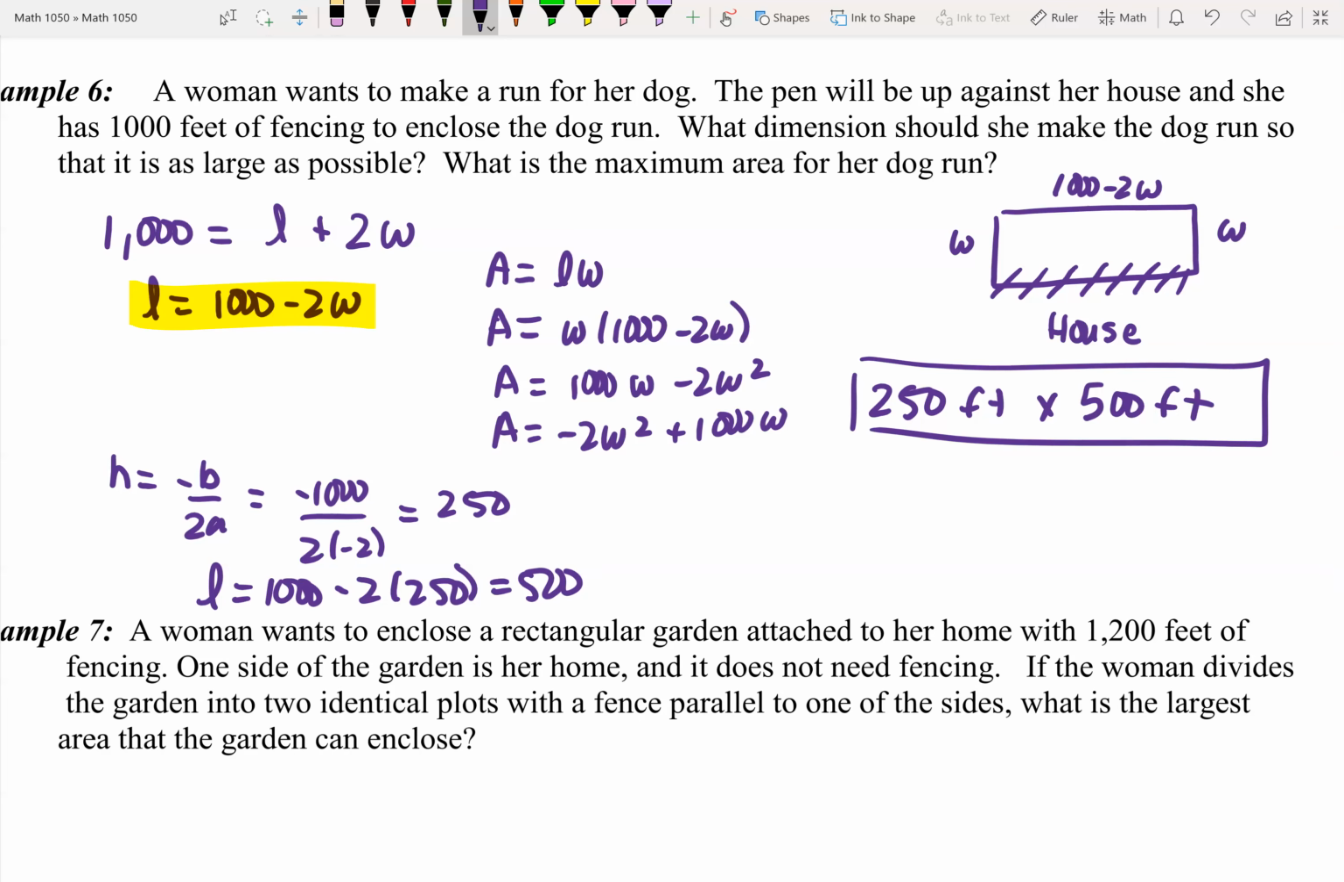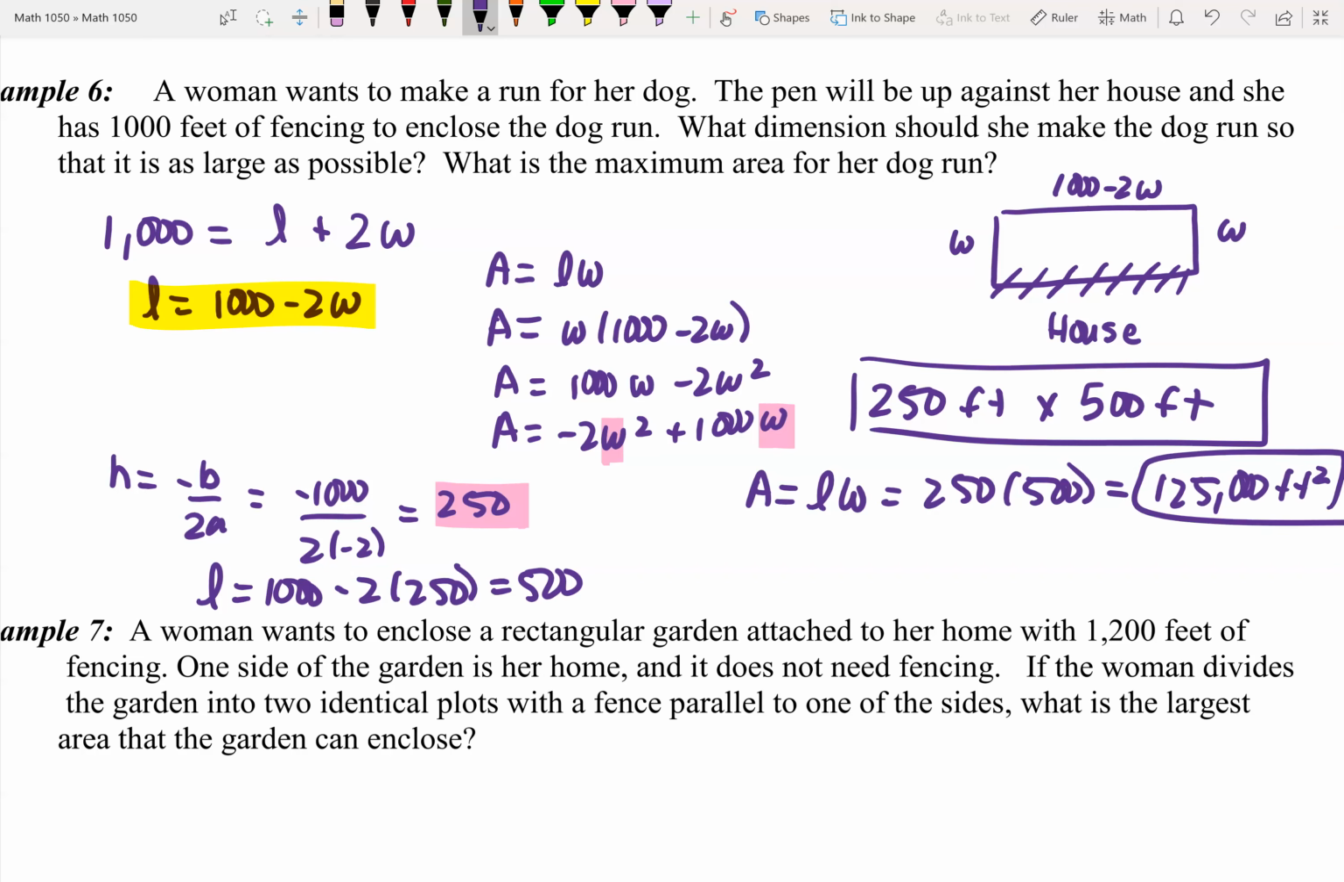There's another question. What is the maximum area? Listen, what you can do is take this 250 and plug it in for W. You'll get the right area. I think that's tougher. I already know the length and the width. So I'm going to go area equals length times width, which is 250 times 500, which is 125,000 feet squared. Done.